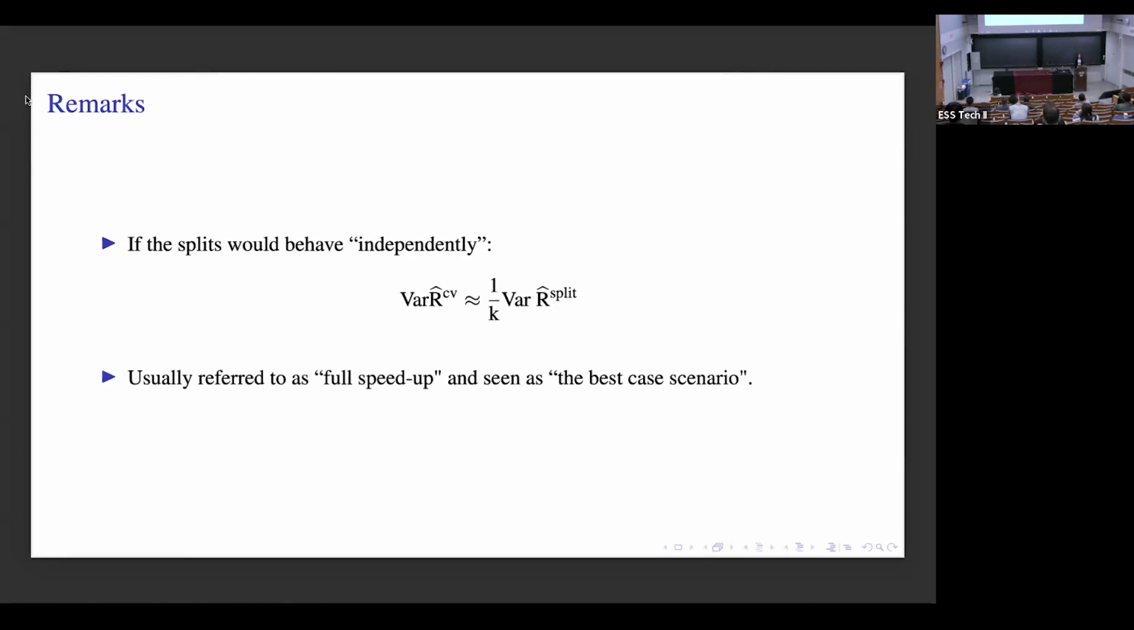So now I have a question for you. Imagine I'm doing, let's say, two-fold cross-validation on, let's say, parametric ridge regression. Do you think we are in the setup of full speed up? Do you think that doing two-fold cross-validation is like having 2 times more data to do the ridge regression? I'm patient. Yes, no, maybe.